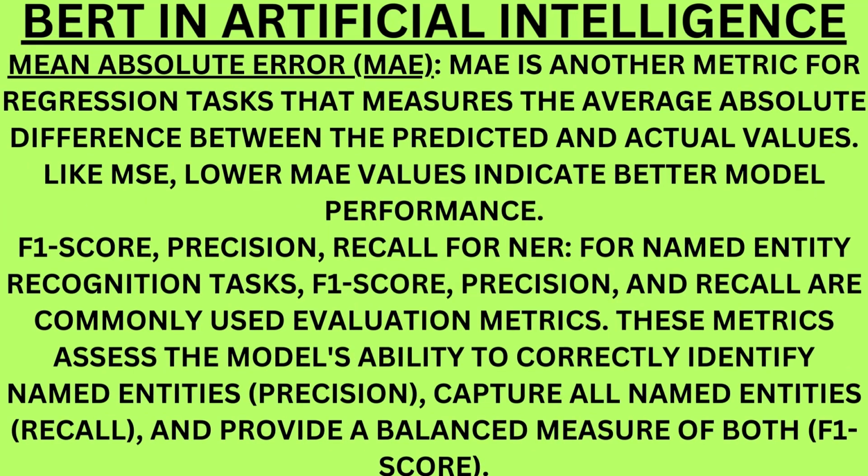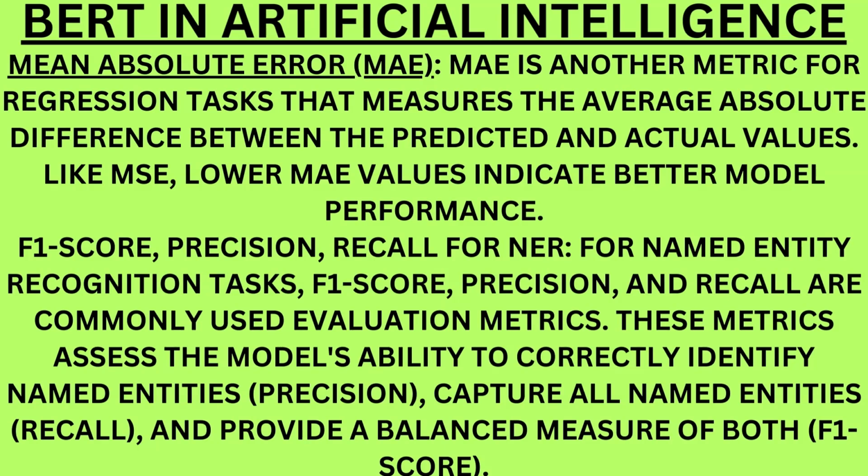Mean absolute error, MAE. MAE is another metric for regression tasks that measures the average absolute difference between the predicted and actual values, like MSE. Lower MAE values indicate better model performance.